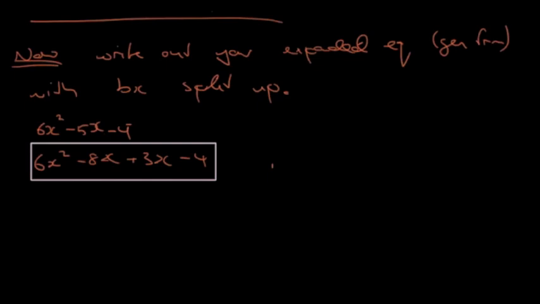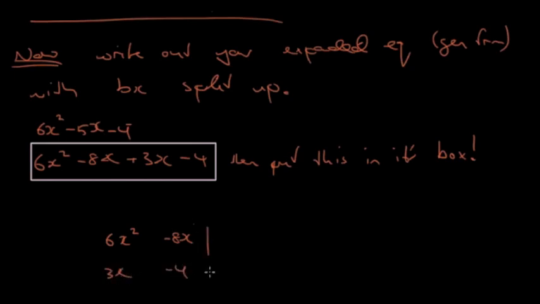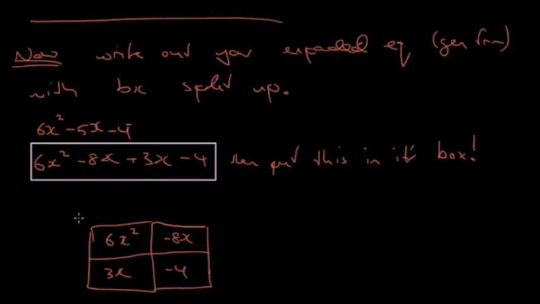And so now, a sensible idea would be to put this in its box. And so we could say, well, our box is going to look like this, isn't it? It's going to look like 6x squared. We're going to have minus 8x, 3x, and negative 4, in a box drawn in a creative fashion. So this is what we've got.